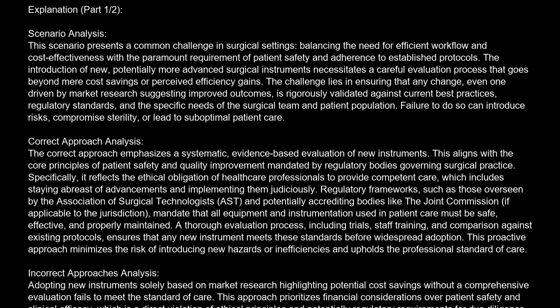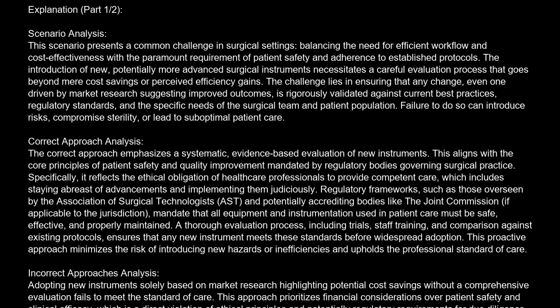implementing them judiciously. Regulatory frameworks, such as those overseen by the Association of Surgical Technologists (AST), and potentially accrediting bodies like the Joint Commission, if applicable to the jurisdiction, mandate that all equipment and instrumentation used in patient care must be safe, effective, and properly maintained.